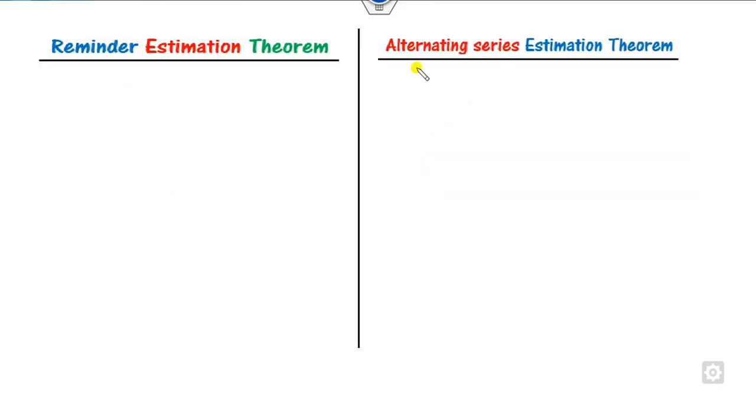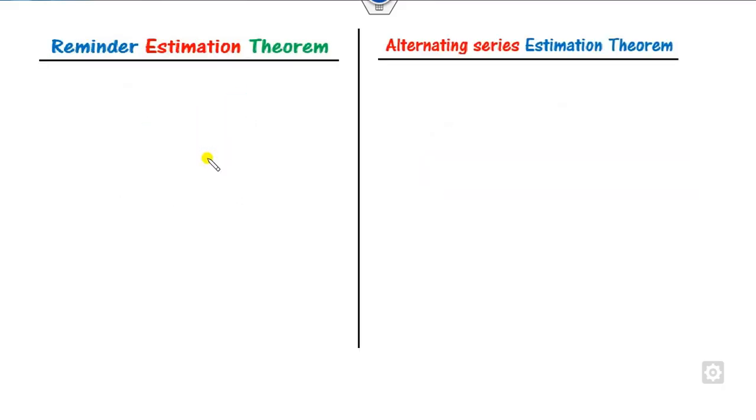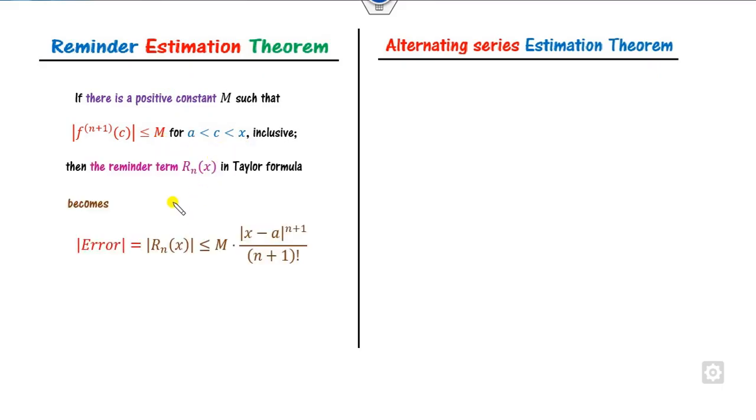There are two theorems. Let me quickly recall them. What is the remainder estimation theorem? If there exists a positive constant M such that the absolute value of the n plus 1 derivative of the function is less than or equal to that constant for all c lying between a and x, then the remainder term Rn is bounded as defined here, and it is called the error term.